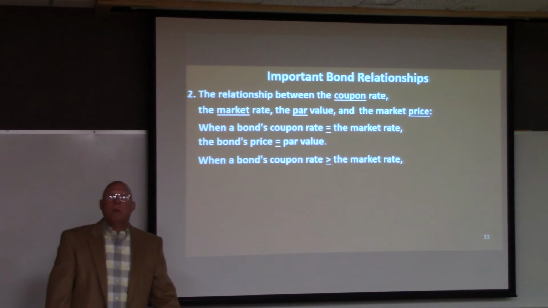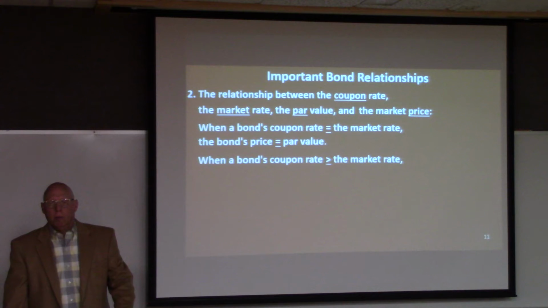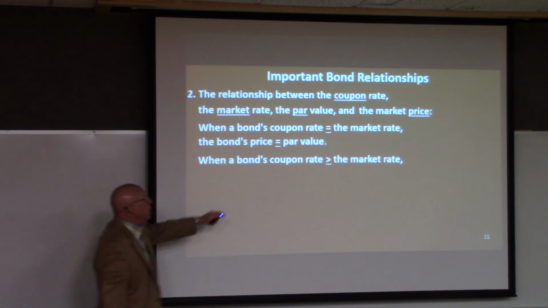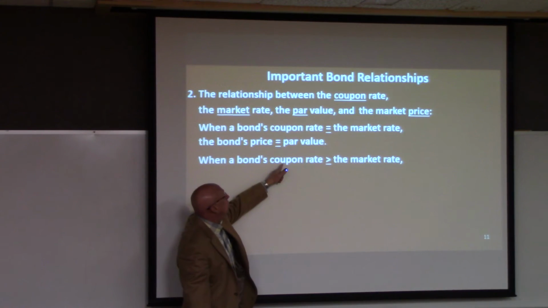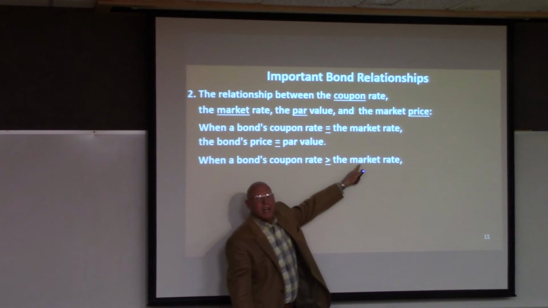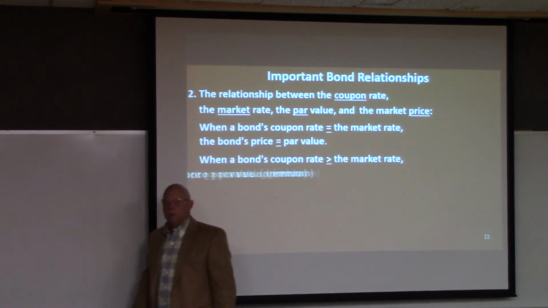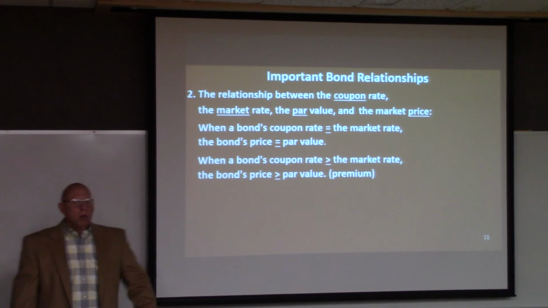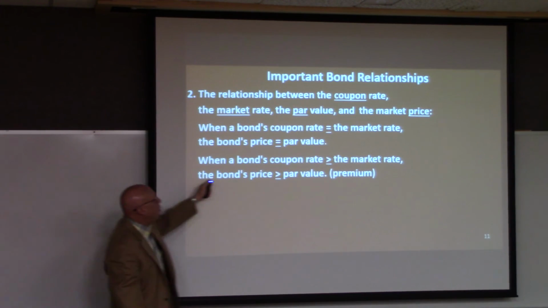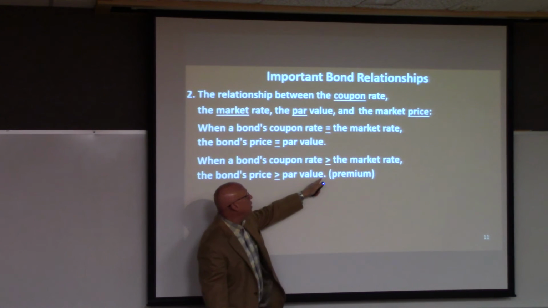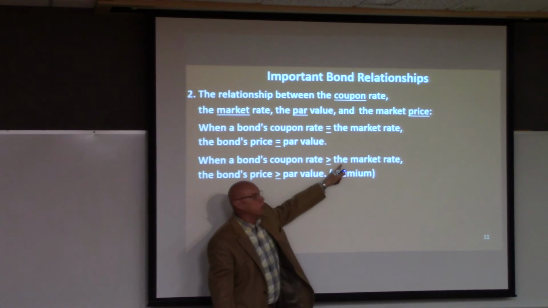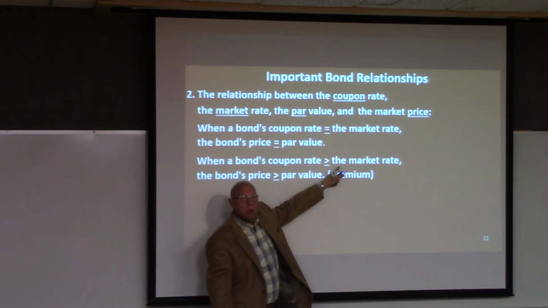When a bond's coupon rate is greater than the market rate, not because the coupon rate has gone up, but because the market rate has gone down, remember, the coupon rate doesn't change, but the market rate does, the bond's price will be higher than par value. The bond's trading at a premium. Anytime a bond is trading at a premium, it means the market rate has gone down and is below the coupon rate.